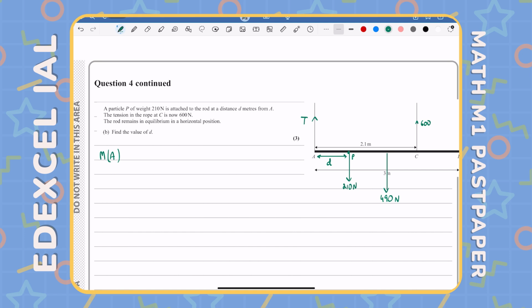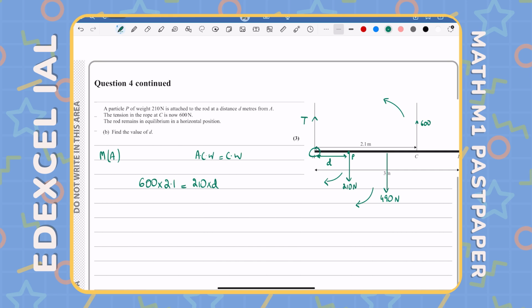Taking moments about A, once again, the clockwise moment is equal to the anti-clockwise moment. If you look at 490, this is a force that's acting in a clockwise direction. This is also a force acting in a clockwise direction. The only force acting in an anti-clockwise direction is basically this one. So the only anti-clockwise moment is 600, so 600 into 2.1 is equal to all the clockwise moments. That would be 210 into d.